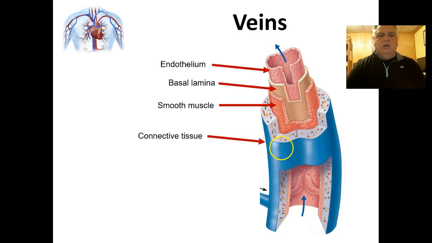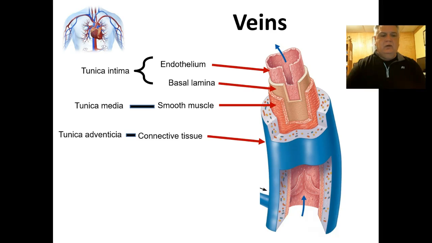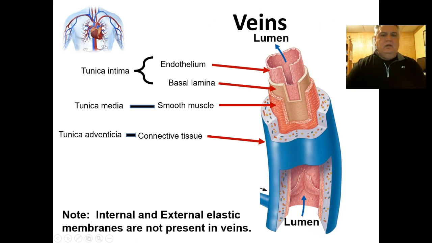And then we have the outermost layer, which is comprised of that loose connective tissue. So the way it breaks out, we're going to have the tunica intima being made up of the endothelium and basal lamina. We have the smooth muscle tissue, which makes up the tunica media. And we have the connective tissue making up the tunica adventitia or the tunica externa. Also, we don't want to forget, remember that the internal space of the blood vessel is referred to as the lumen.